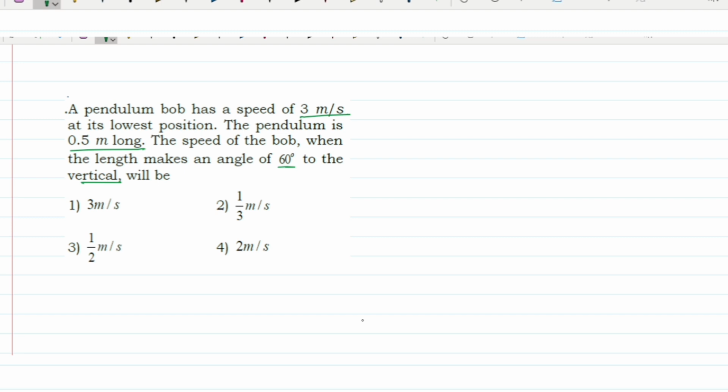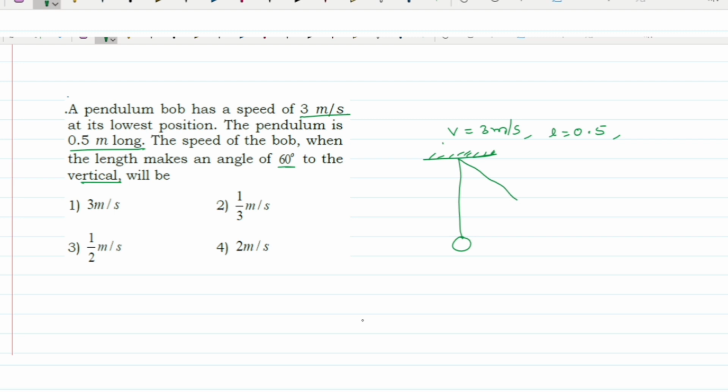They are asking for the speed of the bob. You can take directly the velocity at the mean position, which is given as 3 meter per second. The length of the pendulum is given as 0.5. When the string makes an angle of 60 degrees, they are asking the speed of the bob. Let us take this as a simple pendulum that I am just drawing.